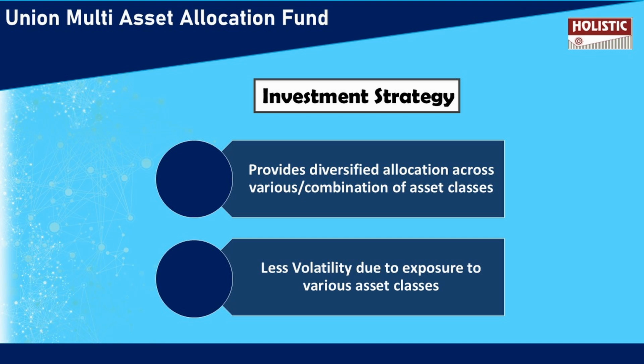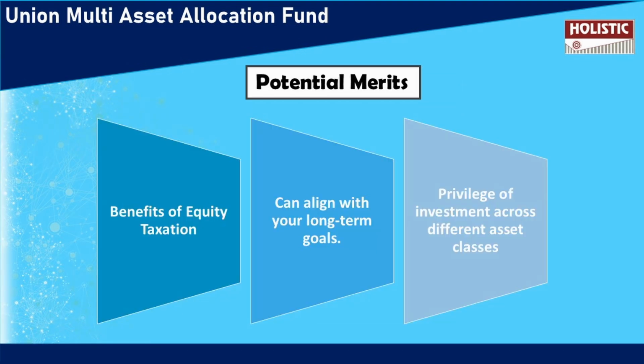As we have understood the basic details about the Union Multi-Asset Allocation Fund, let us now analyze whether we should invest in this or not by analyzing the potential merits and demerits of this NFO. First of all, there is the benefit of equity taxation, where long-term capital gains up to 1 lakh per year are exempted, and if the multi-asset allocation fund is equity based, then any gain above 1 lakh will be taxed at 10% without the indexation benefit. So these are some taxation benefits.